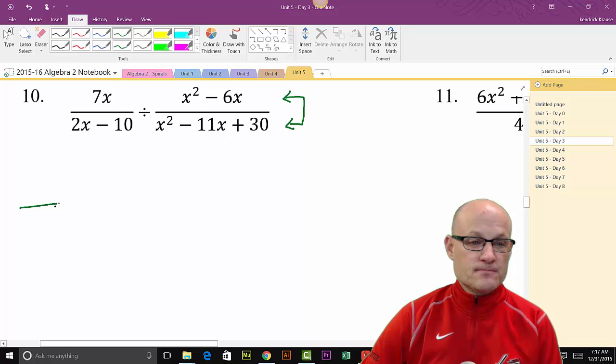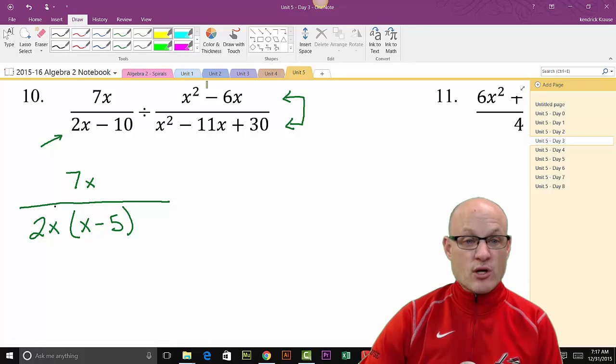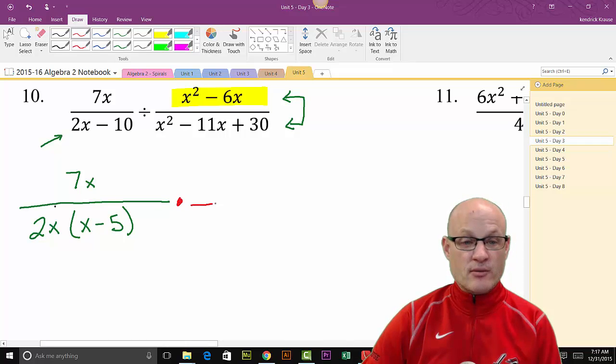So, nothing to do with the first one other than just factor it. So 7x, and in the denominator, this one right here, I can take out a 2x, and I'm left with x minus 5. Now I'm going to work on this one. Because it's turning into a multiplication problem, that one's going to come down here. And the only thing I can take out is an x. And I'm left with x minus 6.